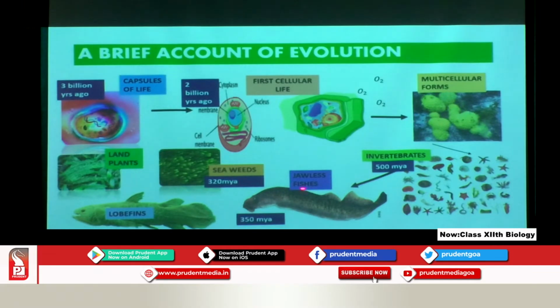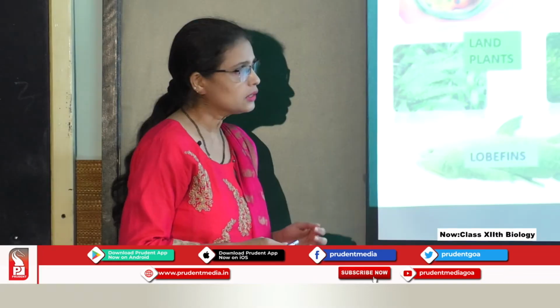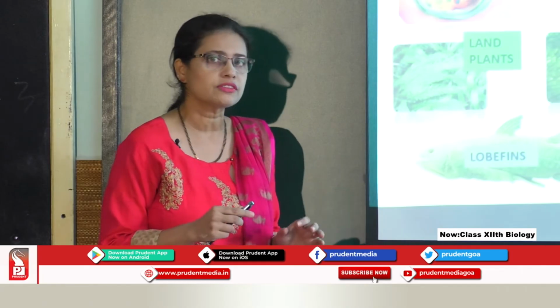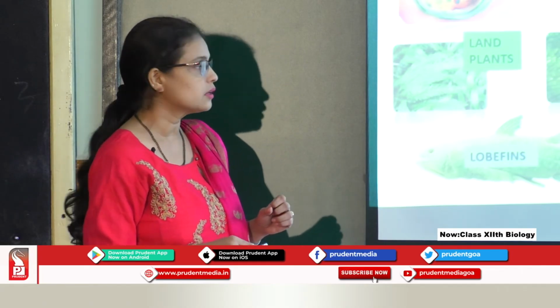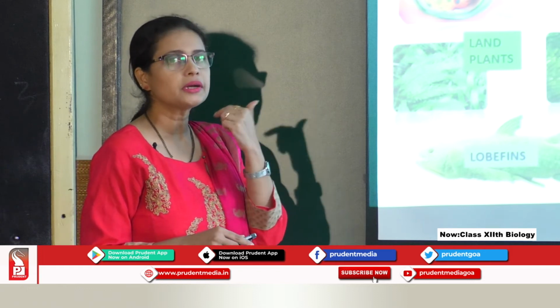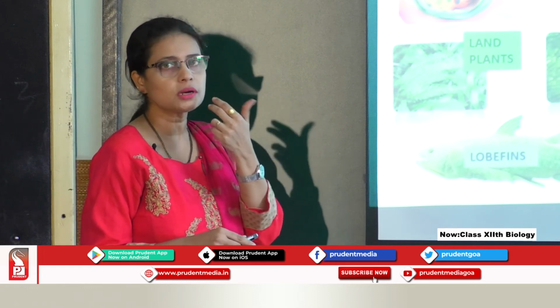And also around 350 million years ago, fishes were found which were jawless. Some of these jawless fishes are still present today. So we call them agnatha. Last year we studied it in the 11th standard. The jaws are not separated into upper jaw and lower jaw, it's a circular mouth.